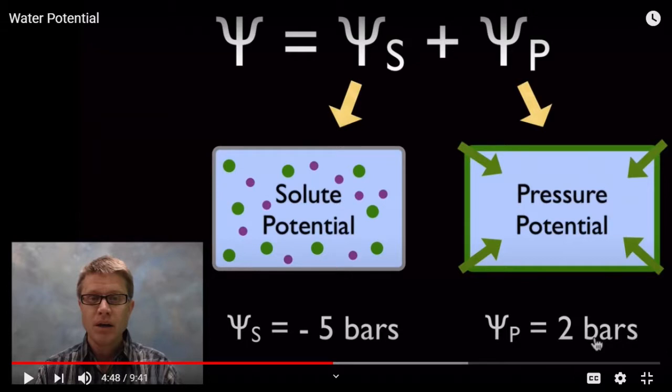That's it. Yes, -3 bars. Beautiful. -5 + 2 = -3. That's an easy type of problem. It gets a little bit more complicated, though, when you go into the calculation of the solute potential, which is what we're going to be doing next.